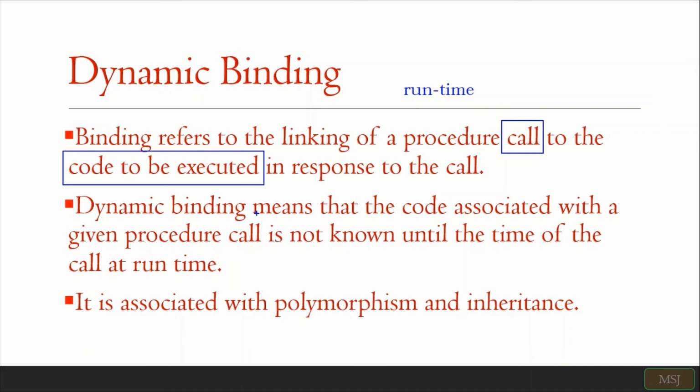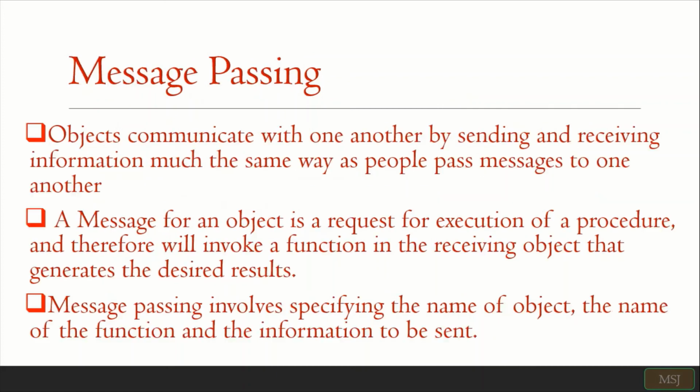Dynamic binding means that the code associated with a given procedure call is not known until the time of the call at runtime. This is what I wrote here. So during the runtime, what method should be called will be decided at runtime. It is closely associated with polymorphism and inheritance. You need not worry, we will be writing programs related to polymorphism and inheritance. There you will clearly understand what dynamic binding means.